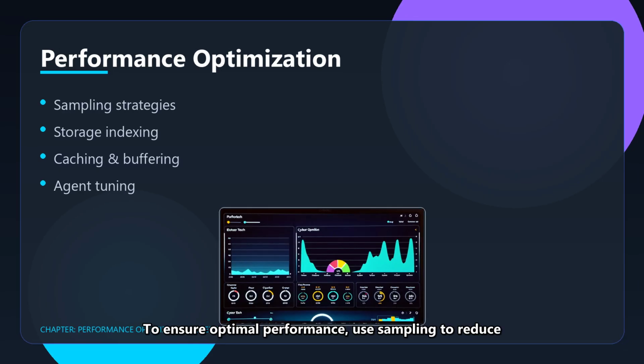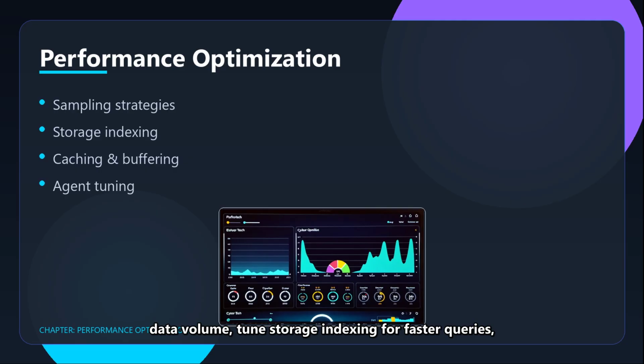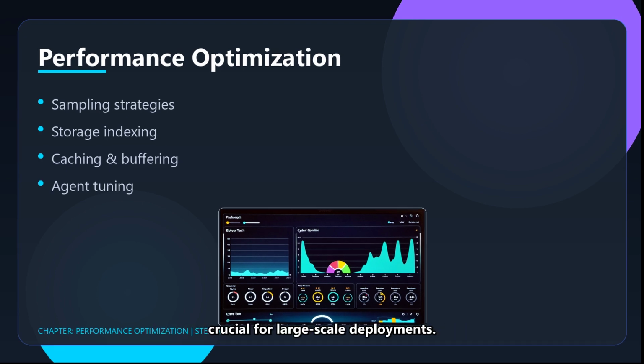To ensure optimal performance, use sampling to reduce data volume, tune storage indexing for faster queries, enable caching and buffering in OAP, and adjust agent settings to minimize overhead. These steps are crucial for large-scale deployments.